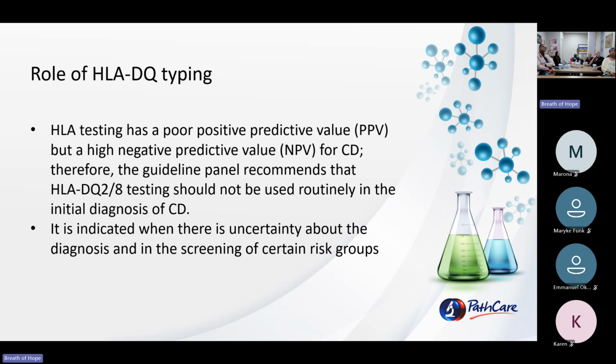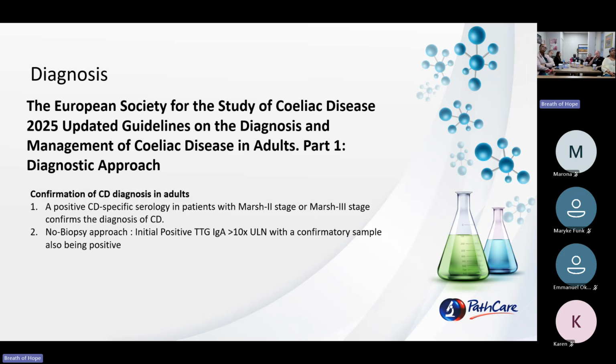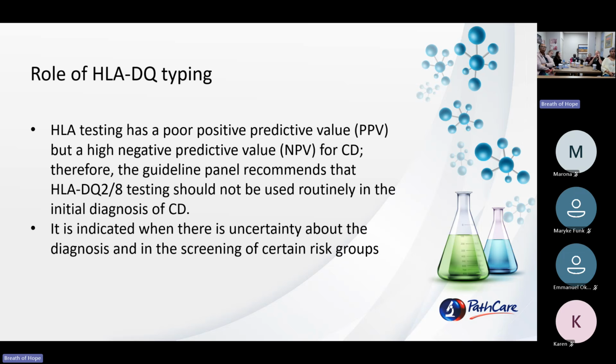So these are just some of the points that are brought up by the European Society. They address certain specific conditions or concerns. So what is the role of the HLA-DQ typing? It's important to know that HLA testing has a poor positive predictive value, but a high negative predictive value. So it's very useful in ruling out celiac disease, basically. So it's indicated when there's uncertainty about diagnosis and in the screening of certain risk groups. So you'd rather not make a patient go for a biopsy if there's a very, very low chance of them actually having celiac disease.